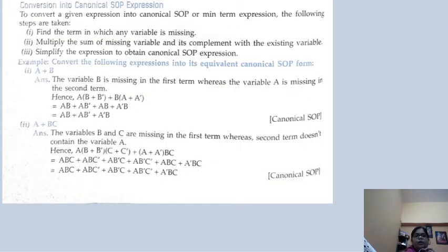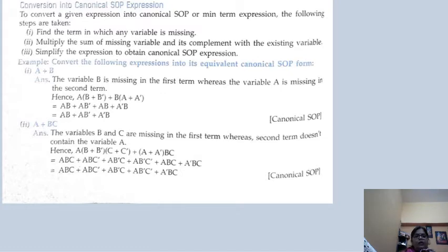Now, conversion into canonical SOP expression. This is the way you are going to convert. We are going to take an example: convert the following expression into canonical SOP form. We have the example a plus b. In this, the variable b is missing in the first term, whereas the variable a is missing in the second term. So we will write it like this.